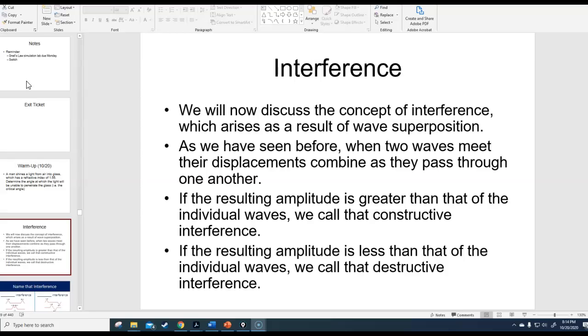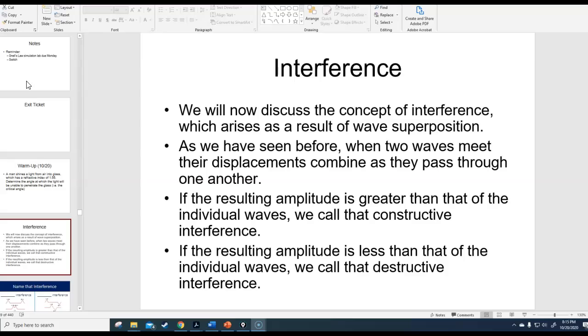You should remember from the last unit that wave superposition talks about what happens when two waves occupy the same point in space. What happens when two waves run into each other. Superposition says that when two or more waves meet, their displacements combine together algebraically as they pass through the same location in space. Okay, now how does that pertain to interference?